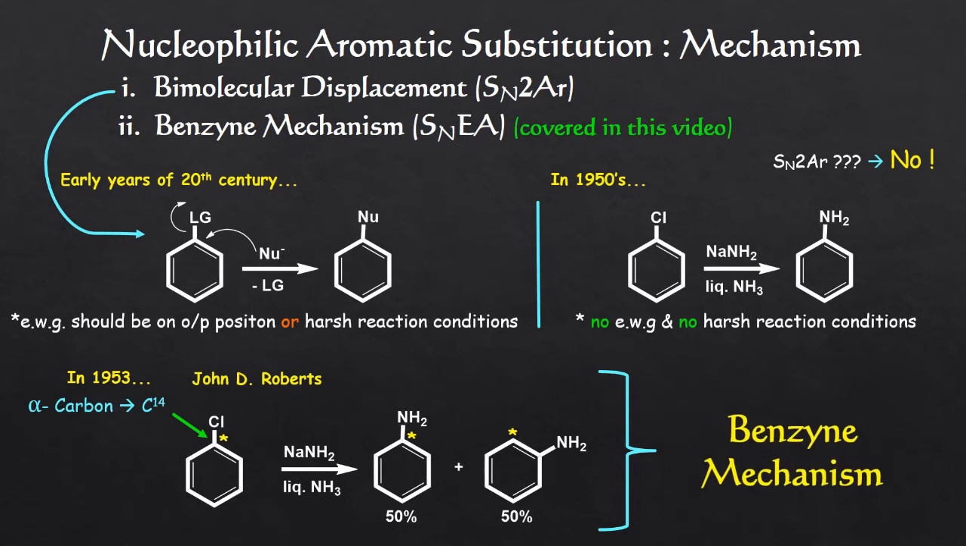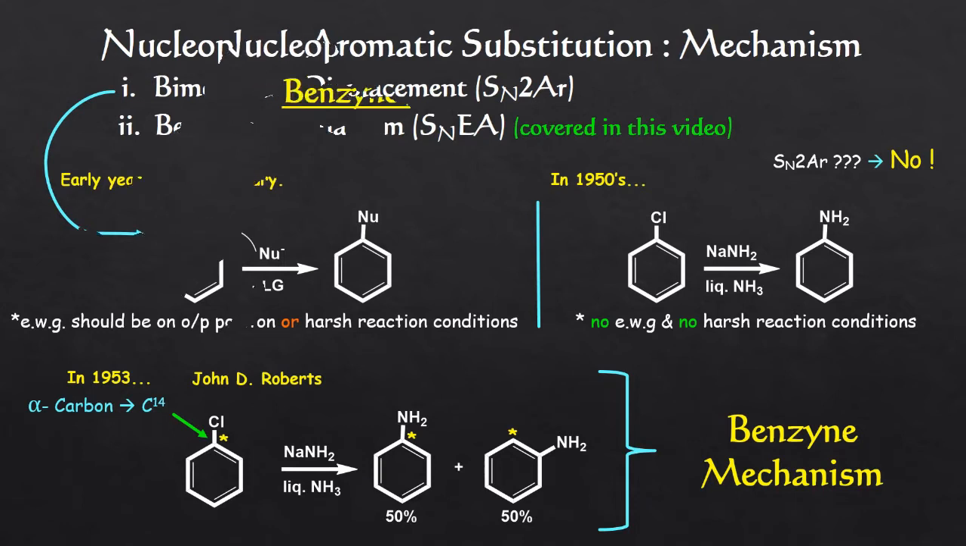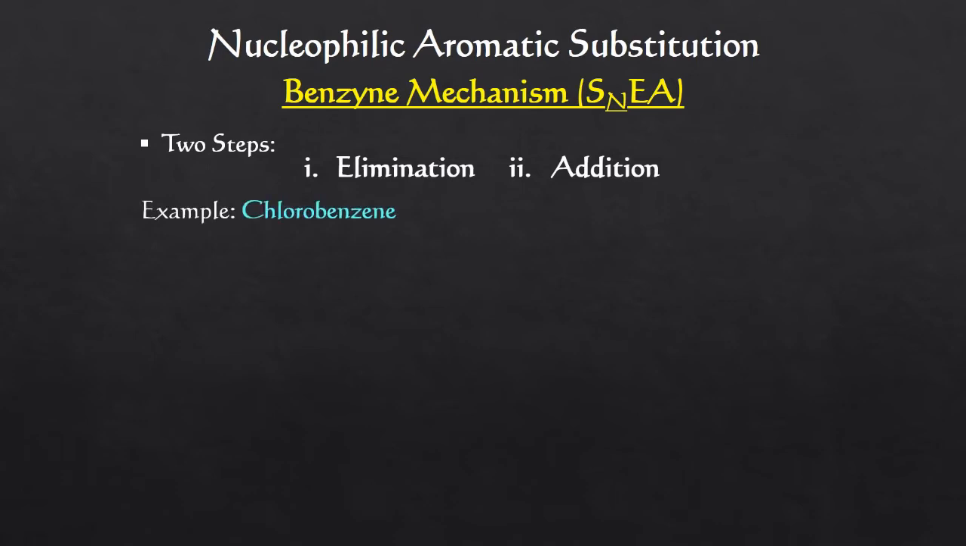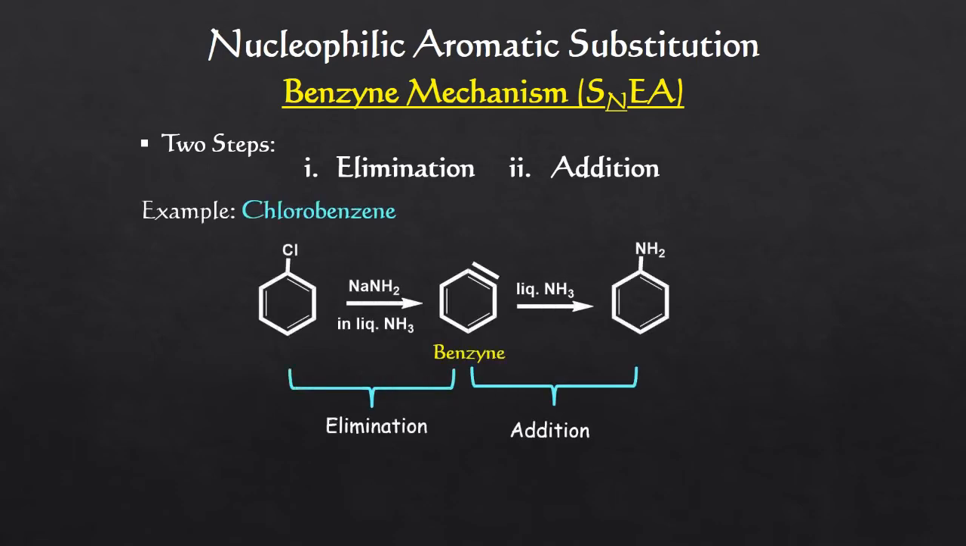So let us understand the mechanism. It is also known as SNEA, that is the elimination addition mechanism for nucleophilic aromatic substitution. It is a two-step mechanism. The first step is elimination and the second is addition. Here also we have taken the example of chlorobenzene. So this is how the overall reaction takes place.